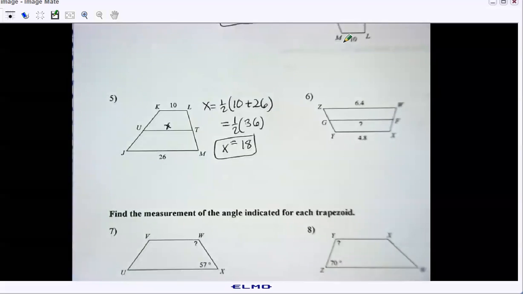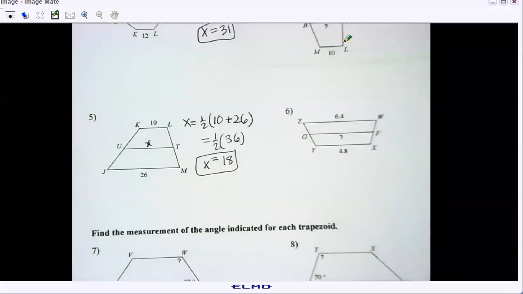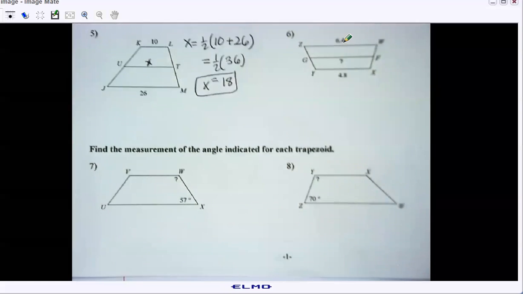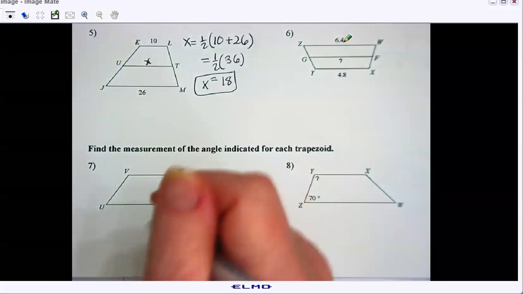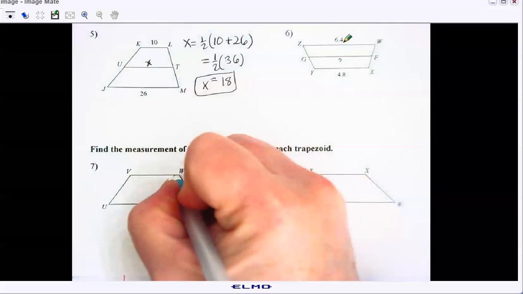Awesome. Okay. So we're going to switch gears. If we have time, we'll come back and do those. Otherwise, you have lots of examples there. And the measure of the indicated angle. Okay. So we're going to call this X.